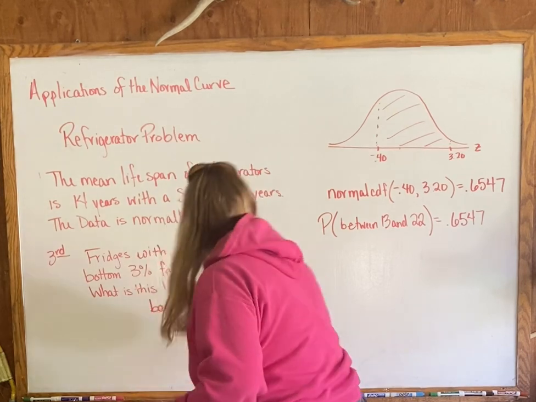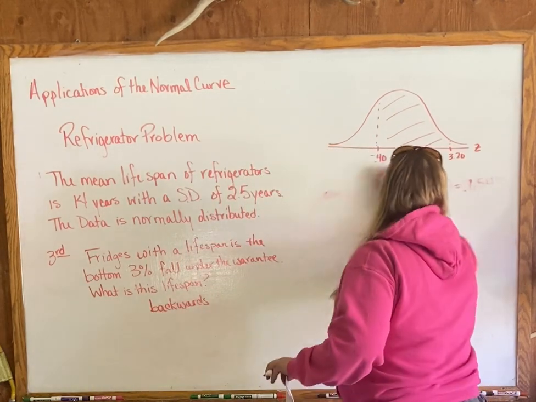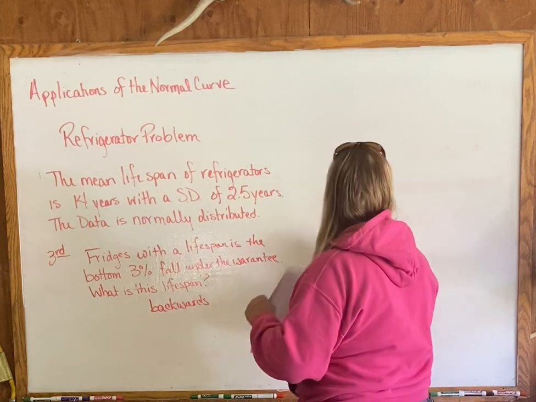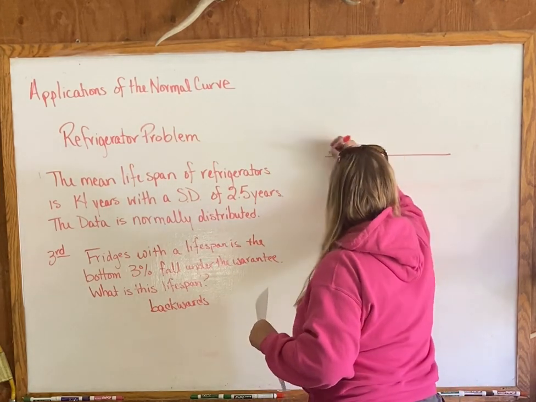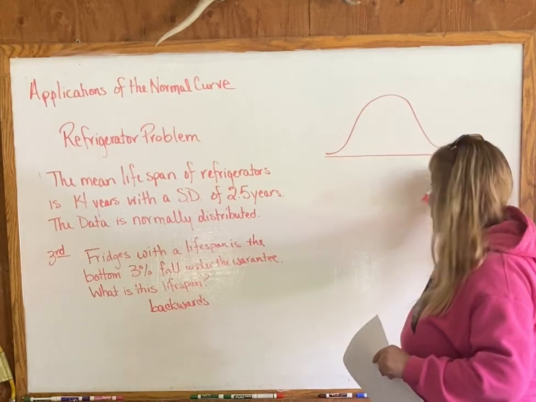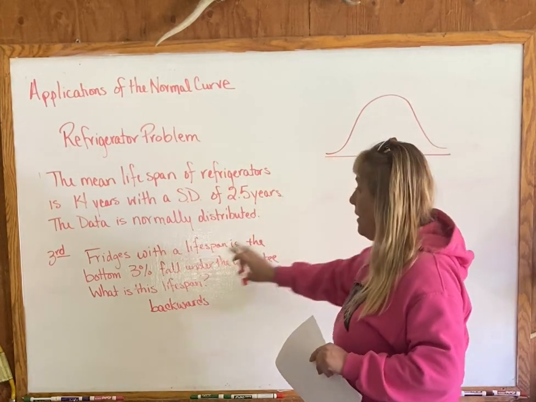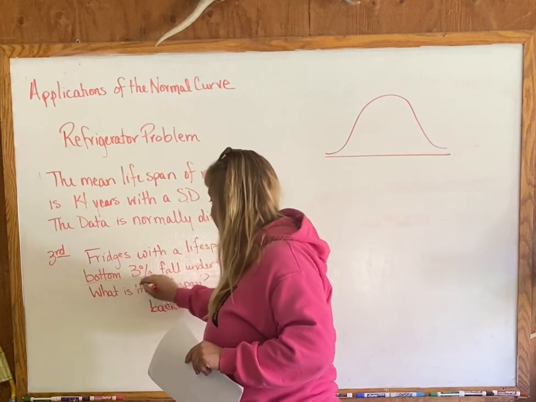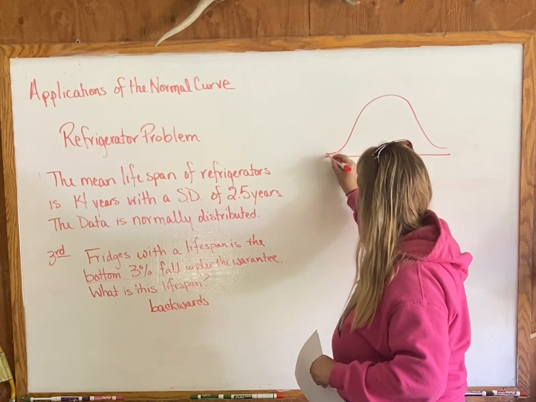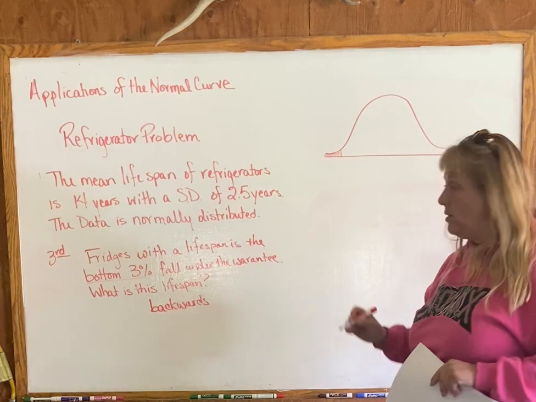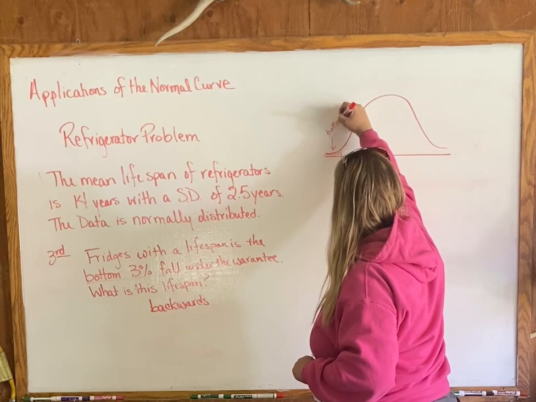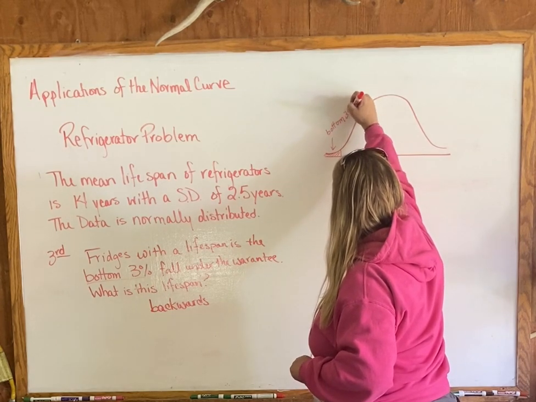So when we look at our graph here, I haven't given you any numbers on the number line at all. What I've done is I've given you an area and I've said the bottom 3%. So hopefully we can all agree that this looks like the bottom 3%. So we'll say this is the bottom 3%.